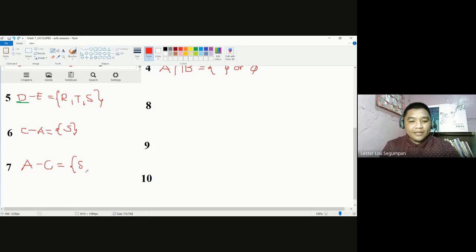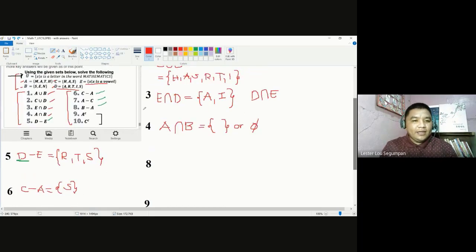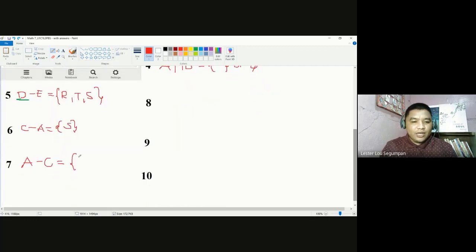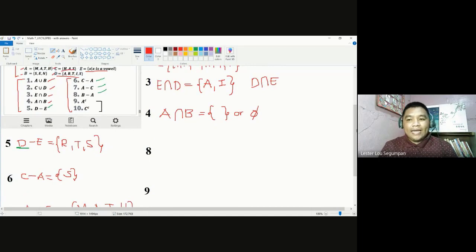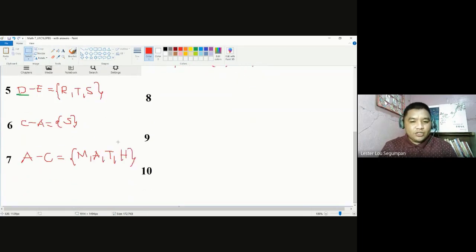No, let's try to operate it first. The elements of set A are M, A, T, H. Let's remove the elements that can be found in set C. Set C has the elements H, A, and S. So we remove H, A, and then S. But since S is not here, we will not be writing that. So what is left here are the elements M and T.